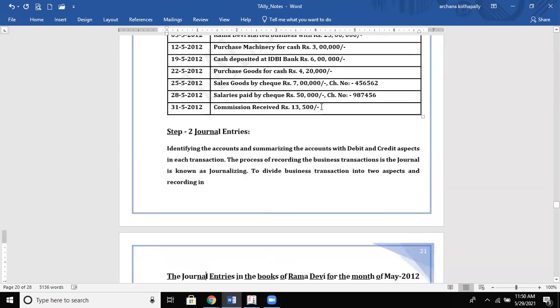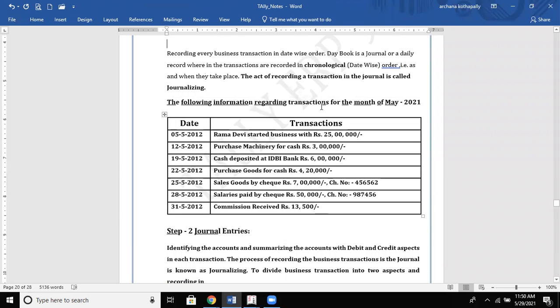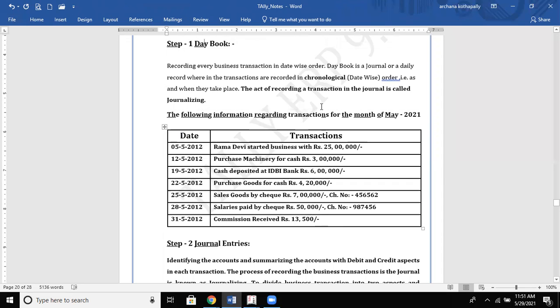Now let's see what the journal entries are. So let's say this is the information regarding transactions for the month. So we got the information of the companies in the following manner. That is called day book.